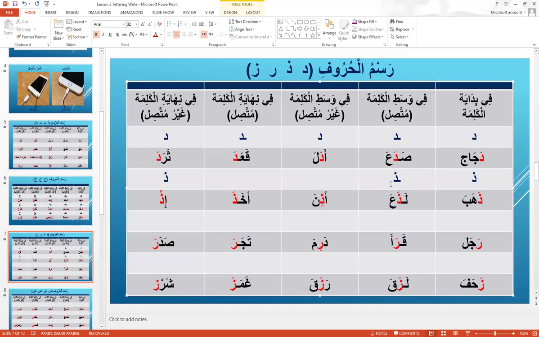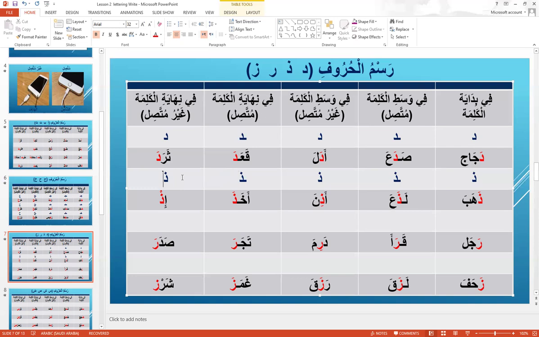Connection on the right, no connection on the left, because they don't connect on the left. It's one of the alphabet that does not connect on the left. So zal في وسط الكلمة غير متصل, so it's going to be written normally. Okay, zal في نهاية الكلمة متصل. Zal at the end of the word, connected. So we draw the connection, then we write zal. And zal at the end of the word, so it's going to be written normally like this.